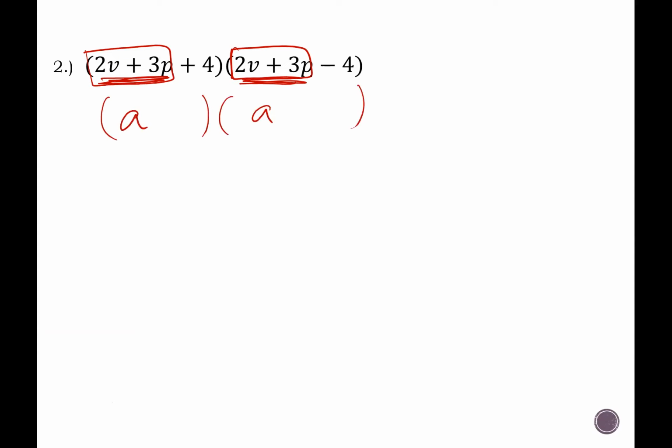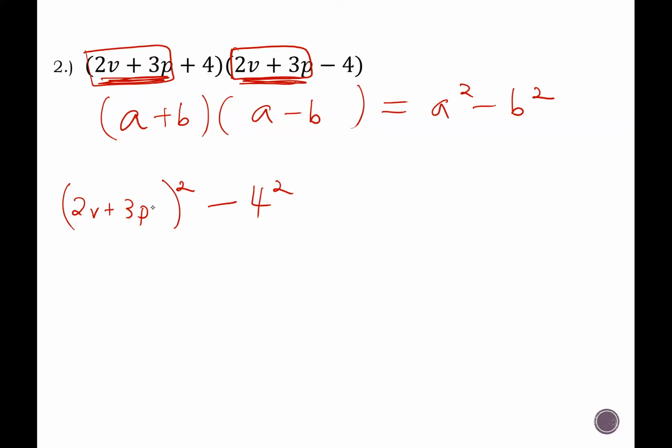So there's a plus 4 and there's a minus 4. That's like plus b and minus b. That should look familiar. So that's a squared minus b squared. Okay, so what are we going to do? Well, a squared, that's (2v plus 3p) squared, minus b squared, that's 4 squared.